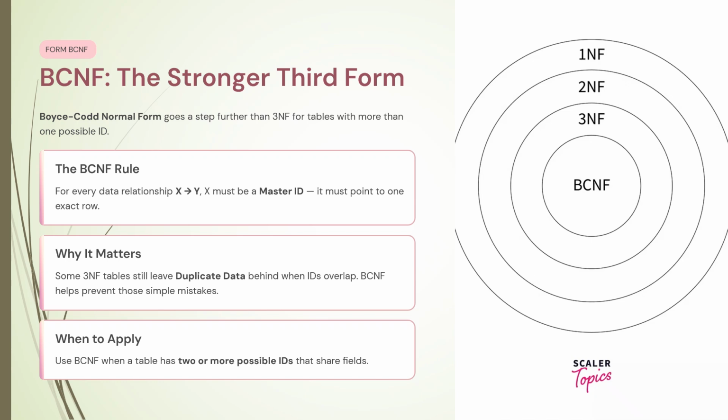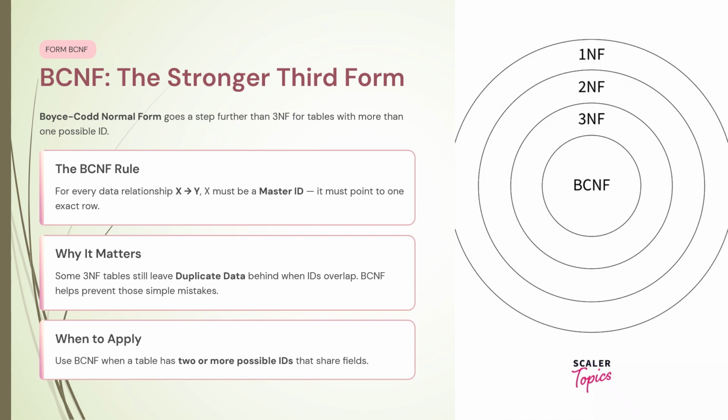So BCNF will help prevent those simple mistakes. We have to apply BCNF when a table has two or more possible keys that share fields. For example, consider a table where professor, course, and classroom are there. Here, every determinant must be a candidate key in BCNF. So let us discuss this.